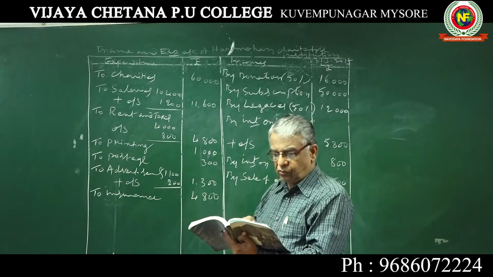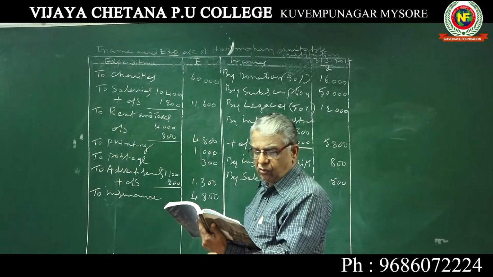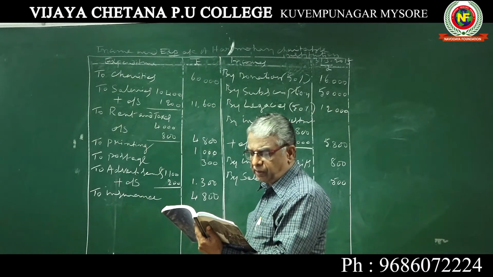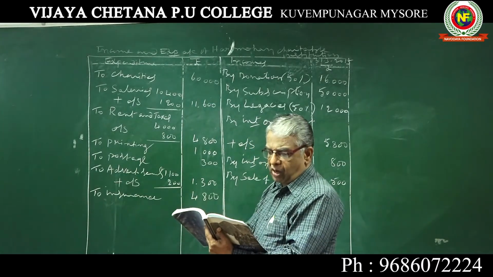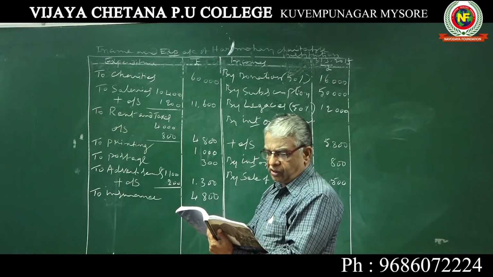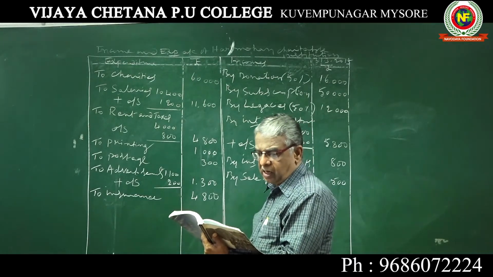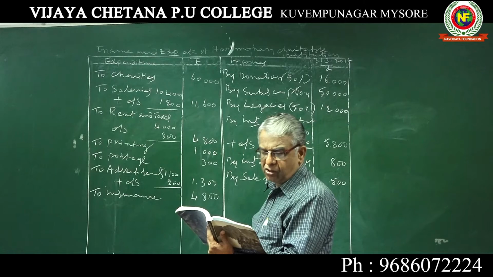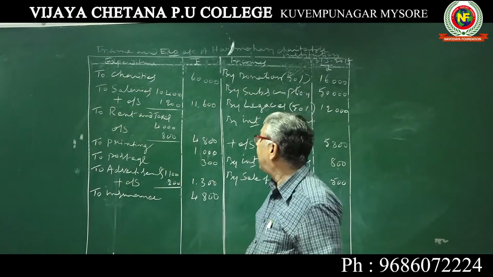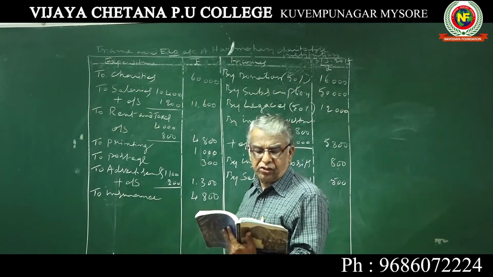4,800. After this, you once again go through all the adjustments. If any adjustment is left out, you have to take it into account. Here, in this problem, we have taken all adjustments: rent, salaries, and advertisement. Interest on investment also we have taken, and we have treated 50% of donation and legacies. So no depreciation on this.